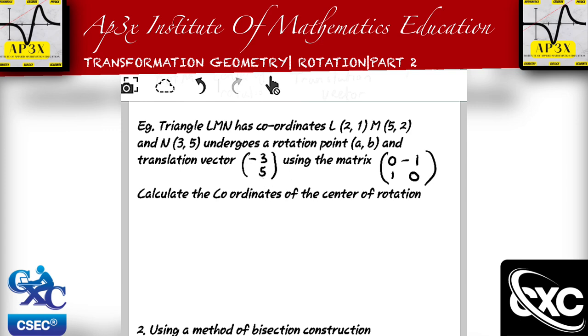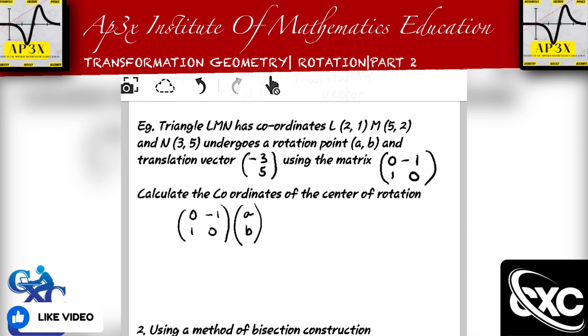And here's where you have to use the rotation matrix equation mapping. So here what we do is take the matrix (0, -1; 1, 0), and we're going to multiply it by, not an object point, because we're looking for where the rotation point is. The rotation point becomes our object point. So now we're looking for AB.